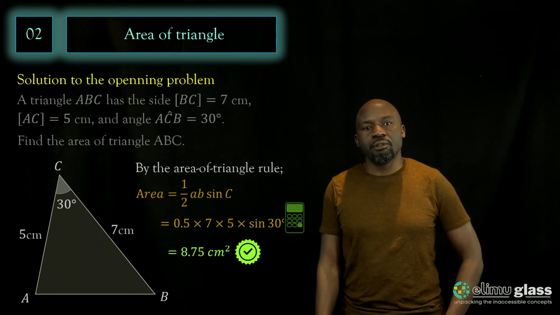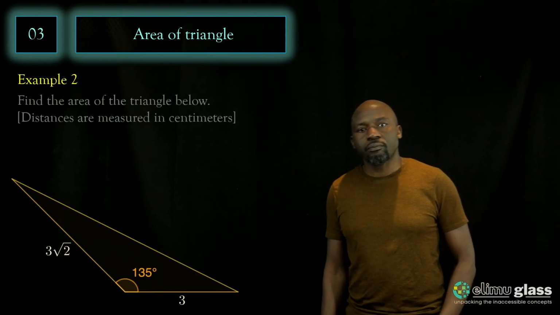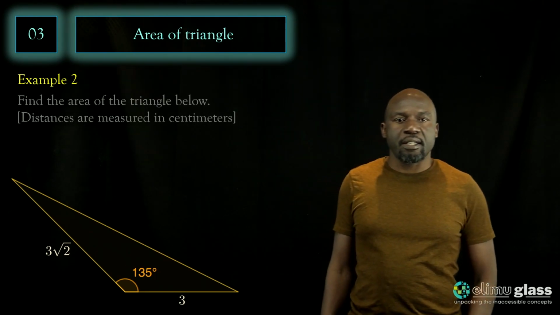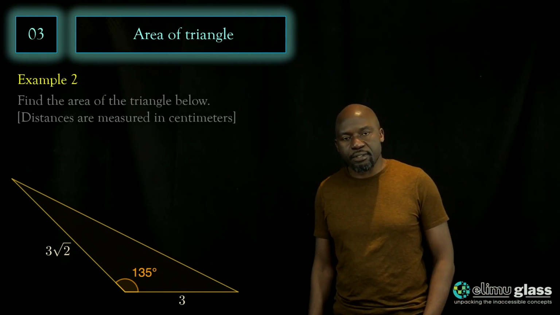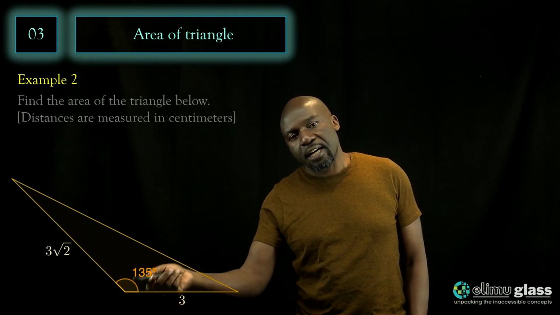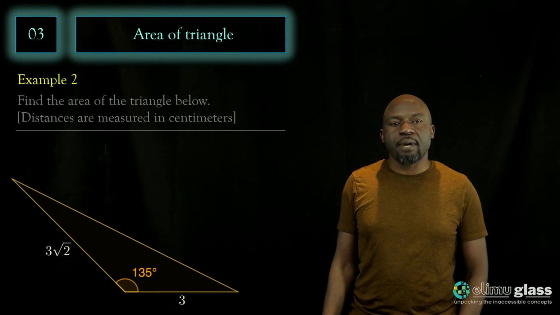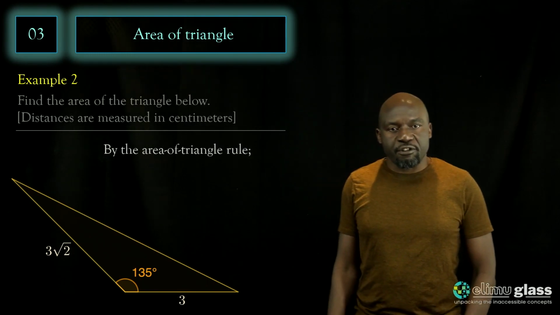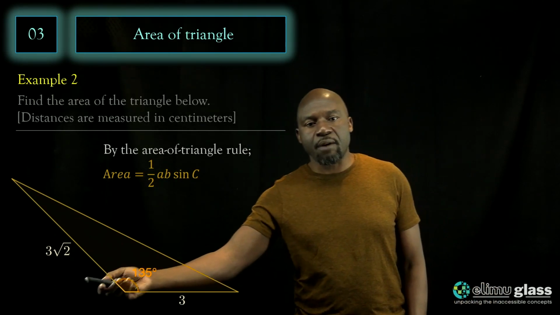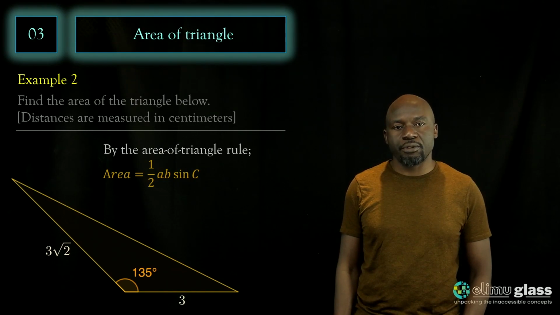Really, really easy to do these questions. Let's see if there's another one. Example 2. Find the area of the triangle below. Distances are given in centimeters. So we have two sides and the included angle as we require, and therefore using the same idea, by the area of triangle rule, area is a half AB sine C, so this would be like our A and B. You don't need to see letters, so that you know which angles to use.